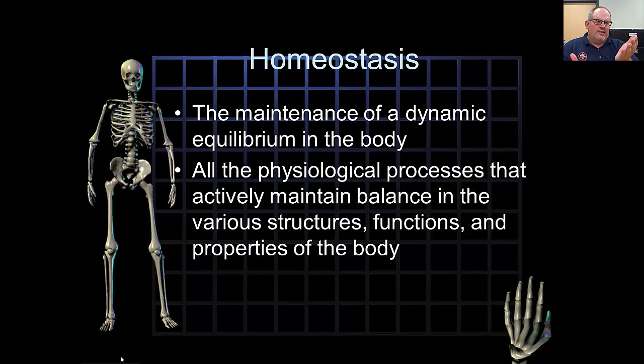Do things in the body sometimes get a little bit out of level? Yes. And then the body tries to correct it and bring it right back into level. And so if we can maintain homeostasis, then we stay happy and healthy. If homeostasis stops, then that's when we have illness, and sometimes illness can potentially lead to death.